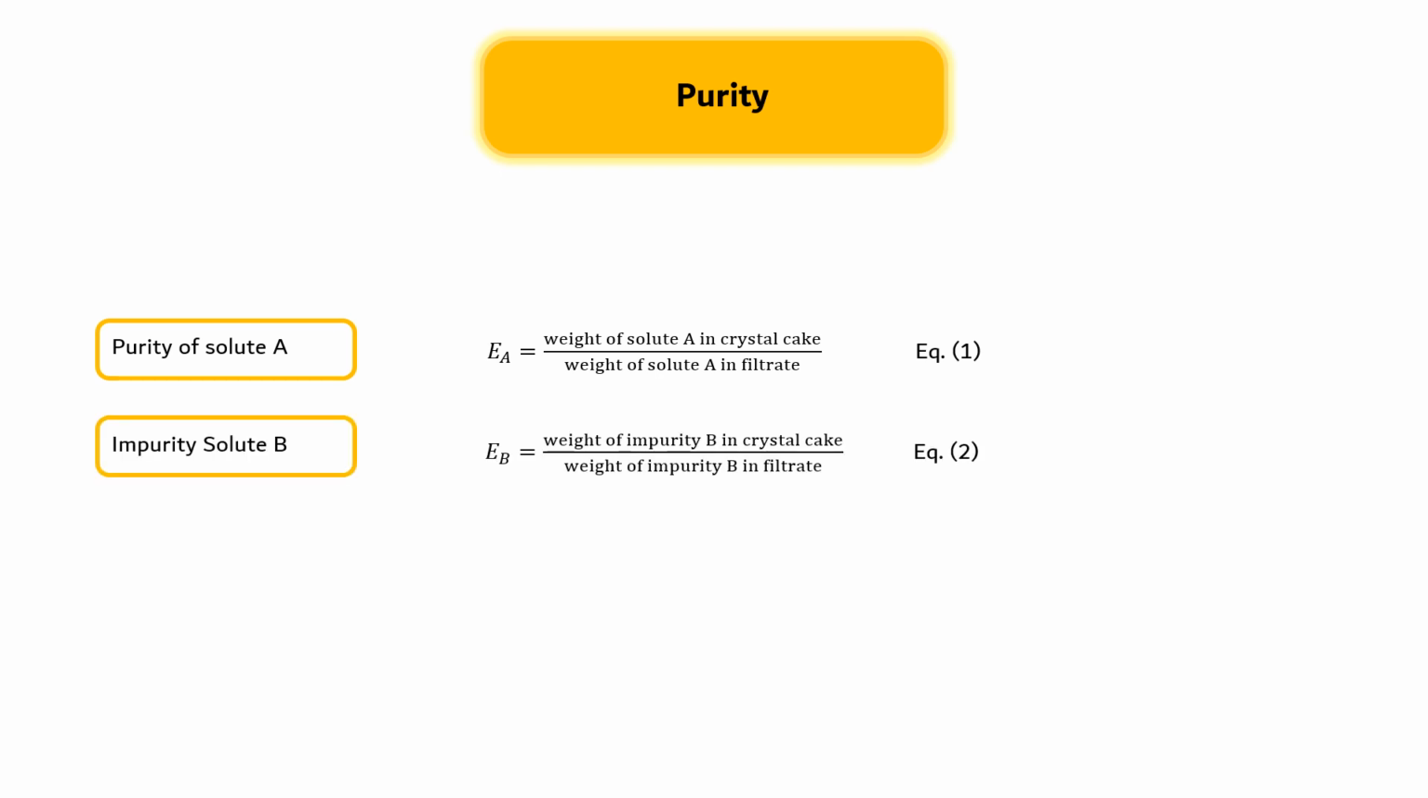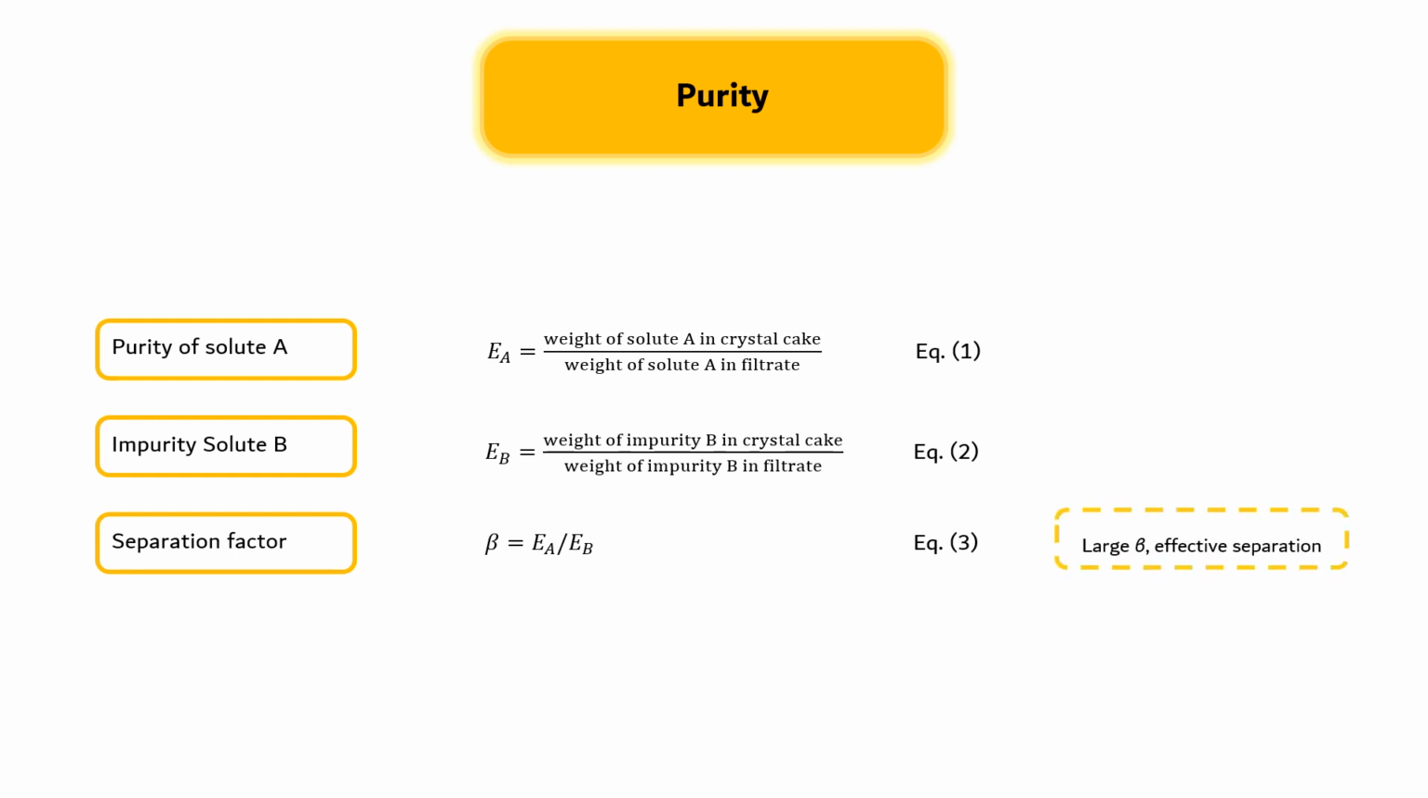Purity of solute A can be quantified by factor E as shown in equation 1. A similar equation can be written for impurity B as shown in equation 2. Separation factor of the solutes can be calculated using equation 3. If beta is large, the separation can be deemed as effective.